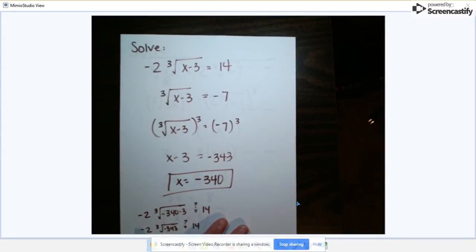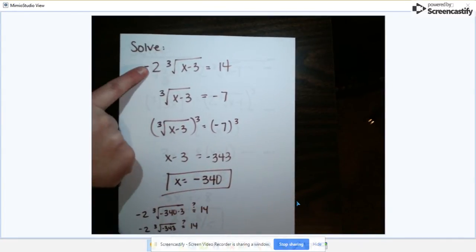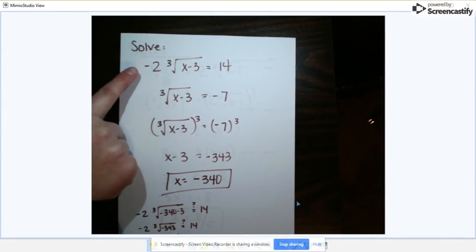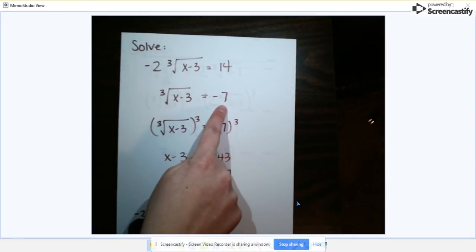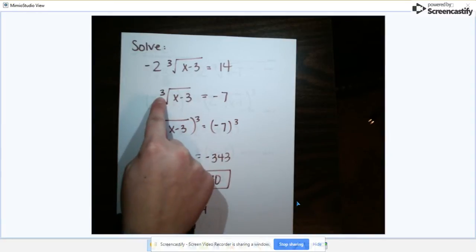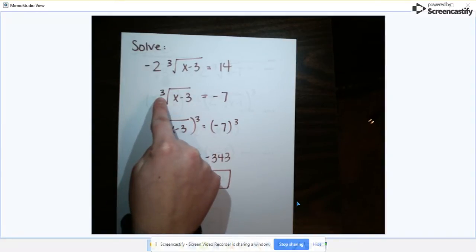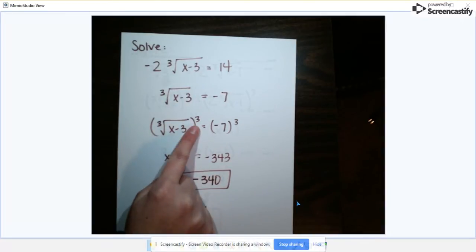Here's another type of example. We still need to isolate our variable. However, this time it involves division by -2. So 14 divided by -2 is where I got that -7. Here also it's a cube root, so instead of raising it to the second power like our last two examples, we need to raise it to the third power to cancel off the cube root.